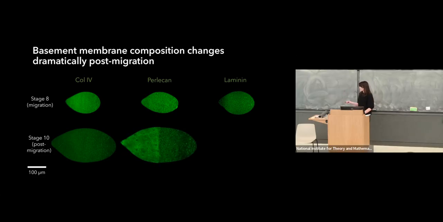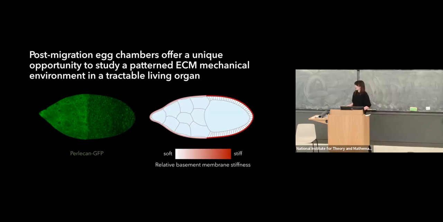But when I looked at perlecan, which we usually associate with a softer basement membrane, I found that it is strikingly enriched in that same anterior region where we know that the basement membrane is softer. And conversely, when I looked at laminin, which again is this key structural component, it seems to be lost from that same anterior region. Again, softness. And so as I'll explore in the rest of this talk, I think this is a really unique opportunity where we have a very tractable system.